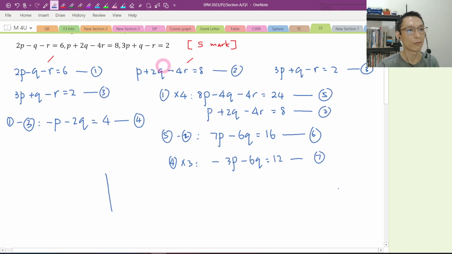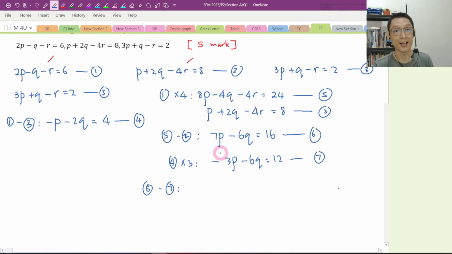Okay, now I can eliminate the q easily. So what should I do? This is negative 6q, this is negative 6q. Same sign, I'm going to use minus. So 6 minus 7. So 7 minus negative 3.